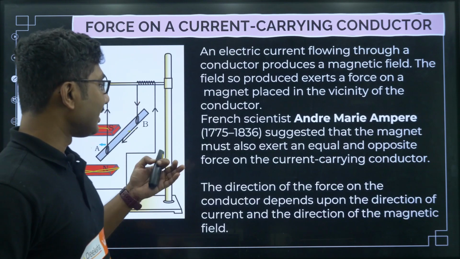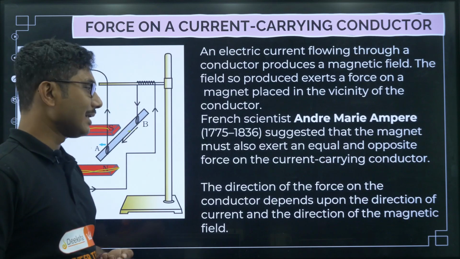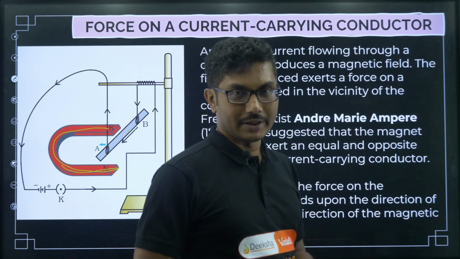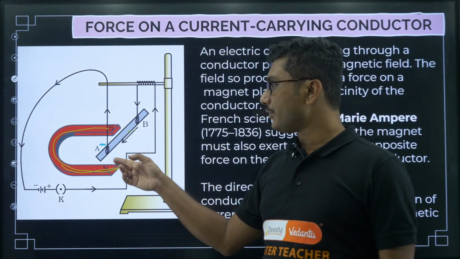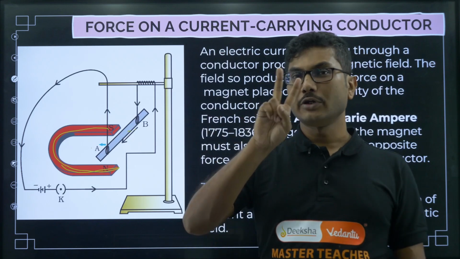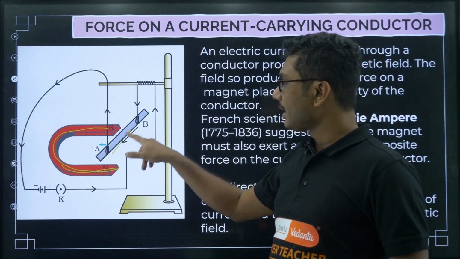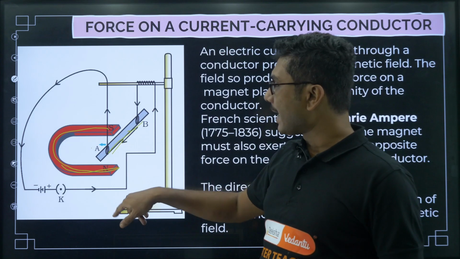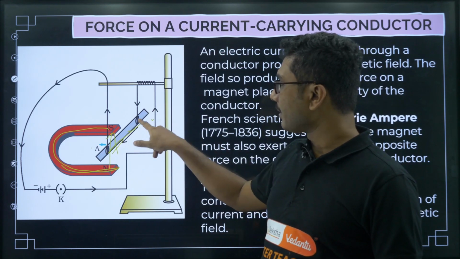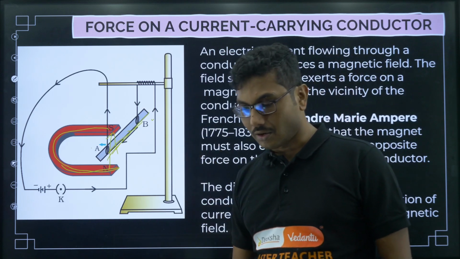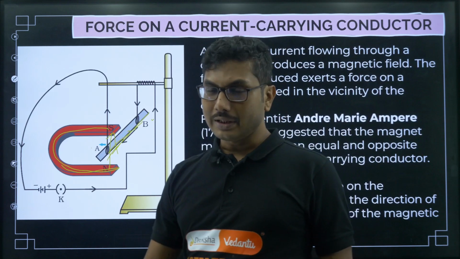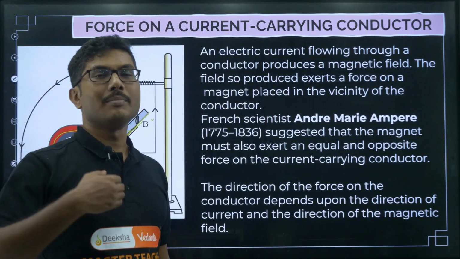Now let us move on. The direction of the force on the conductor depends upon the direction of the current and the direction of the magnetic field. So whether they will attract or repel each other depends on two things. What? The direction of current in the conductor, and the direction of the magnetic field. For example, the magnetic field is north to south in this case, and current is flowing in this direction. So whether it will move towards the magnet or away from the magnet has to be determined by some law.